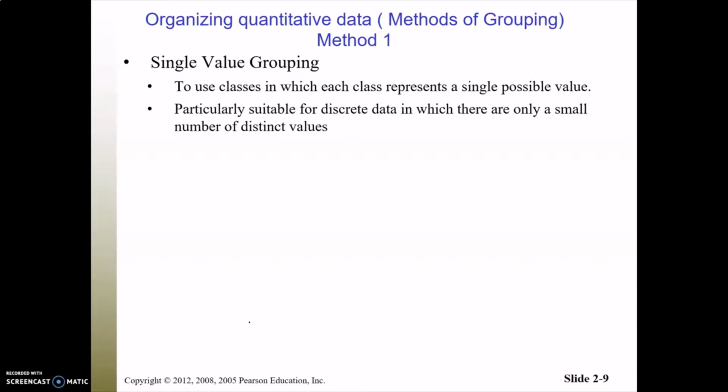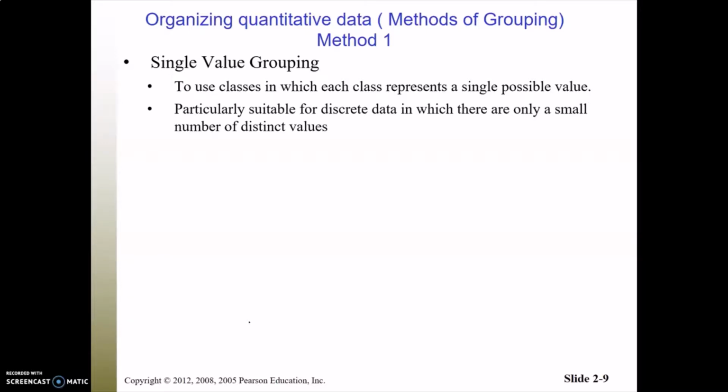of distinct values. For example, I can organize my class on the basis of the number of siblings you have. Let's say somebody has no siblings, that belongs to one class. Somebody has 2 siblings, that belongs to another class. And somebody may have 3 or 4 siblings. So each category is made by the number of siblings that you have. Such type of grouping is called single value grouping. Each class represents a single value.